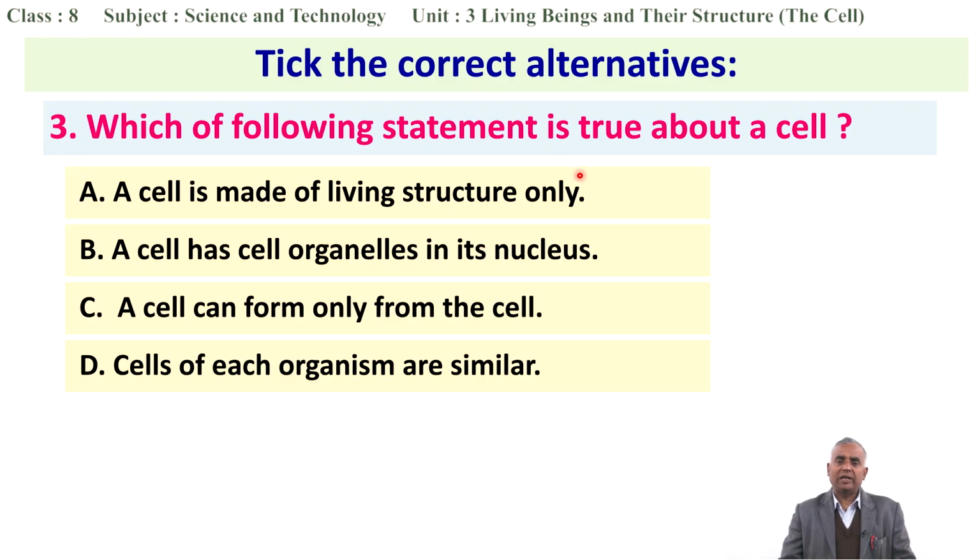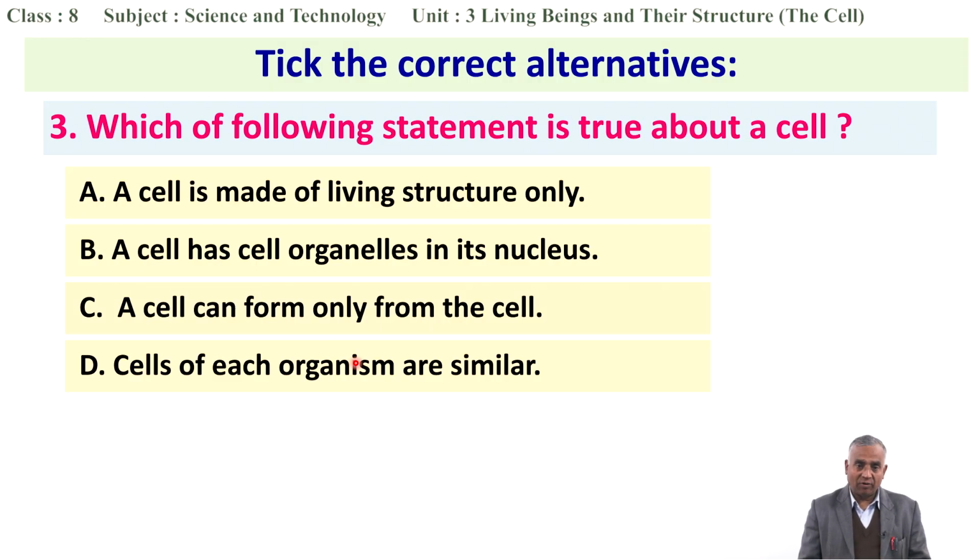Which of the following statements is true about a cell? There are 4 statements. You have to find out the correct statement among them. A cell is made of living structures only. Is it true? Think once. A cell has cell organelles in its nucleus. A cell can form only from a cell, and cells of each organism are similar.